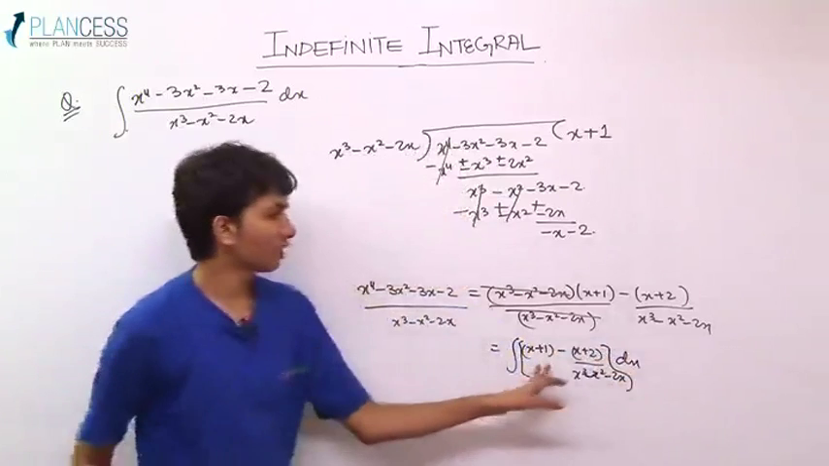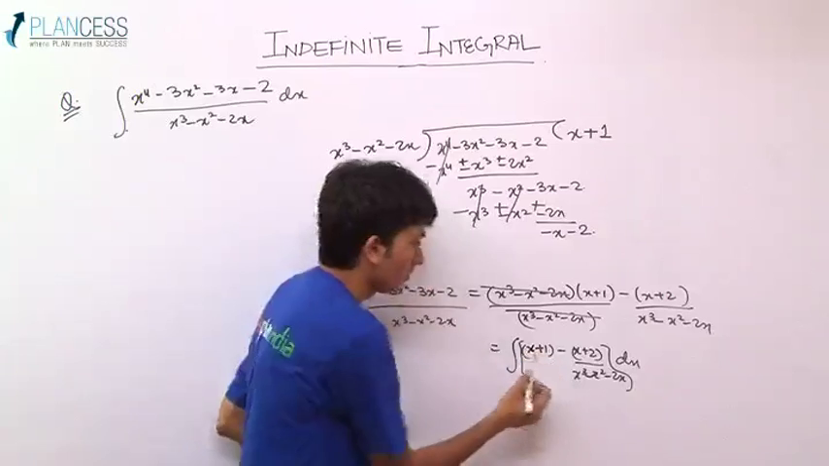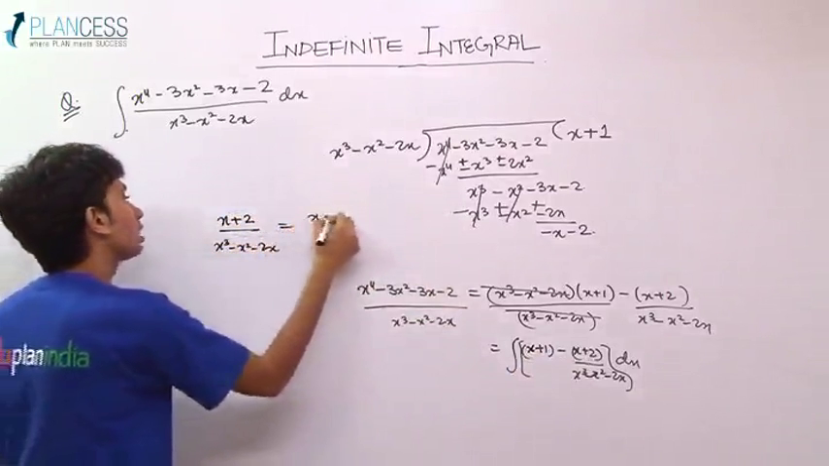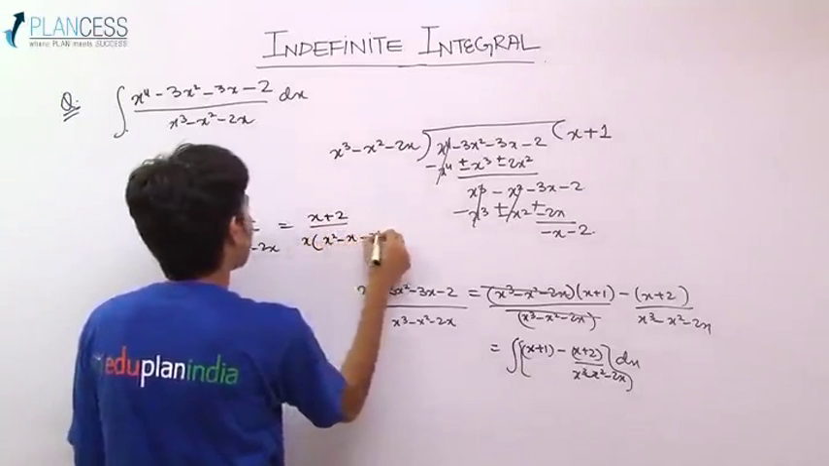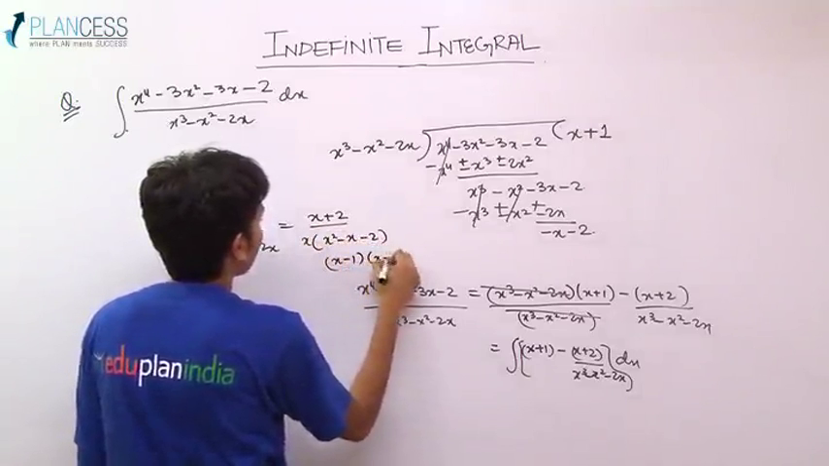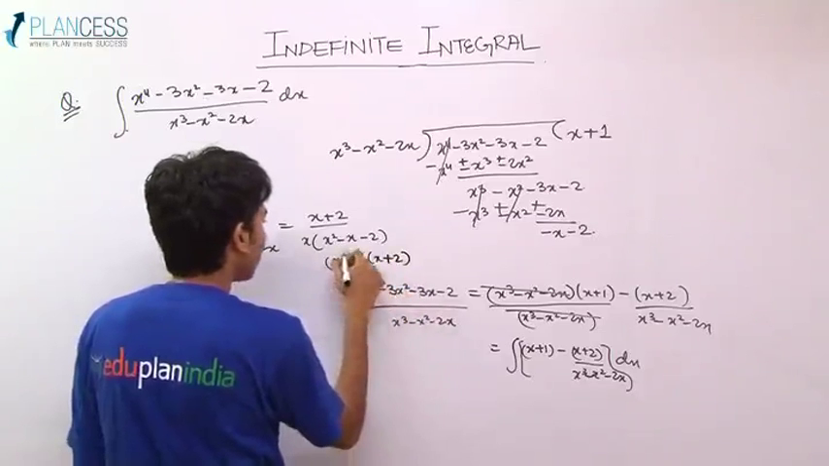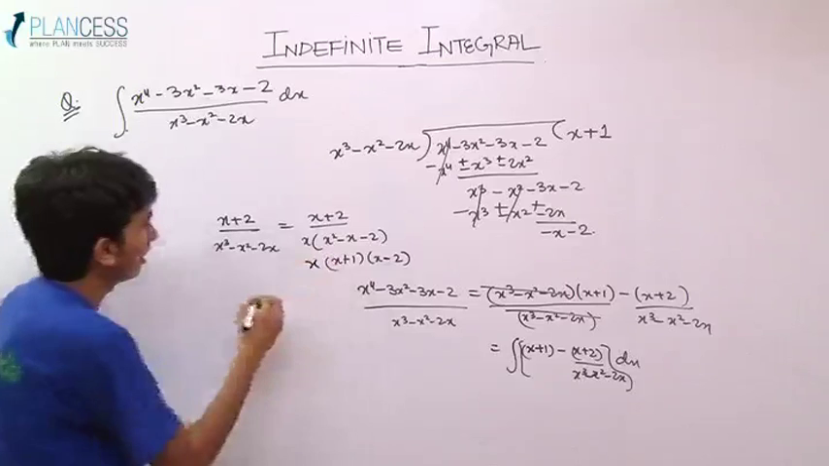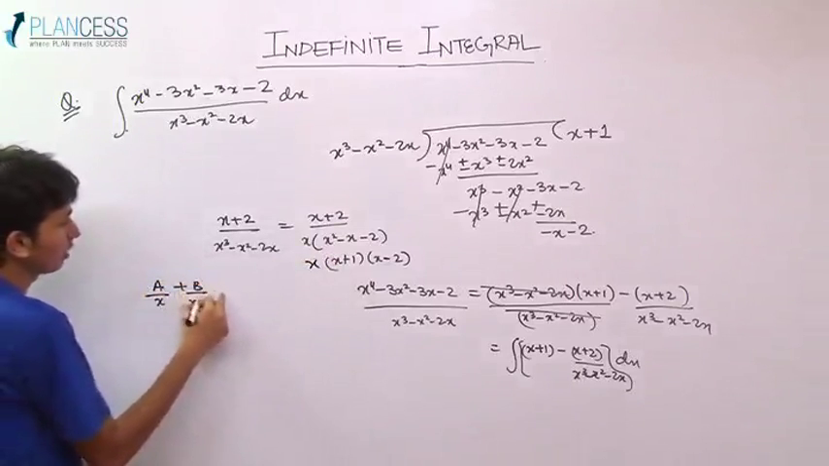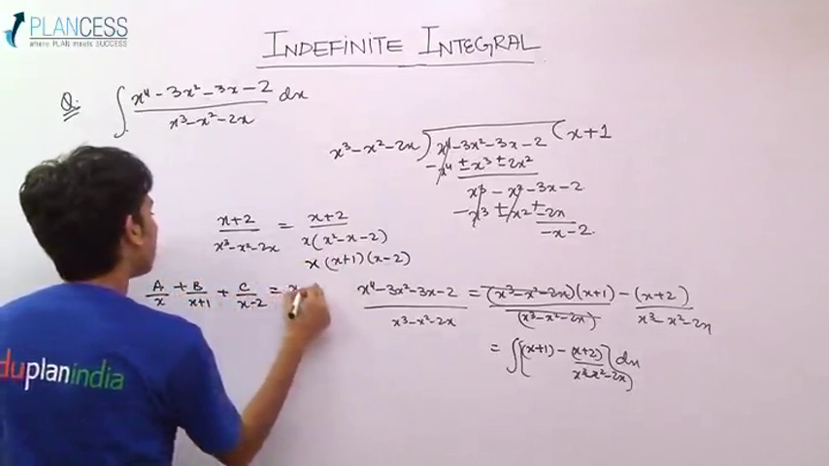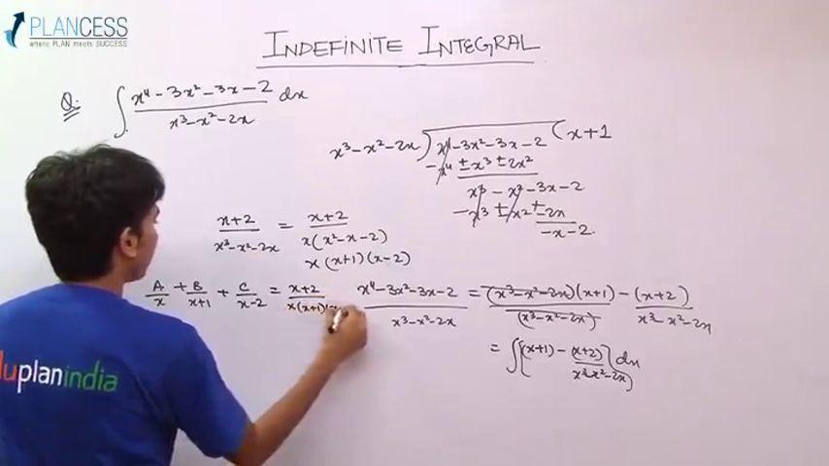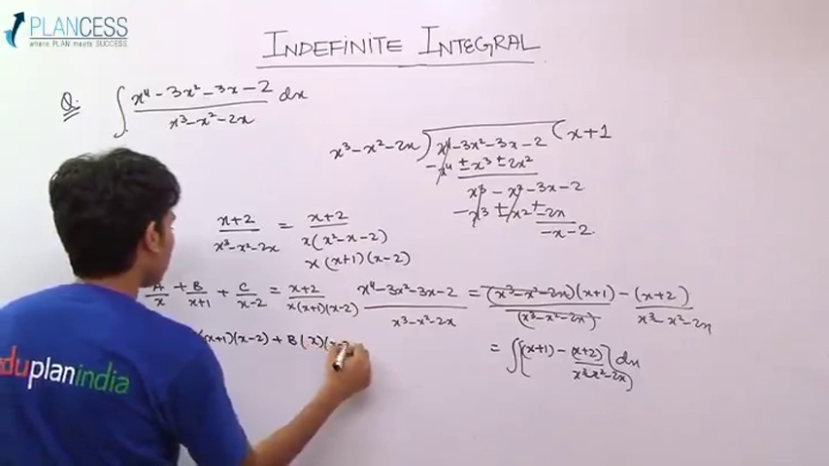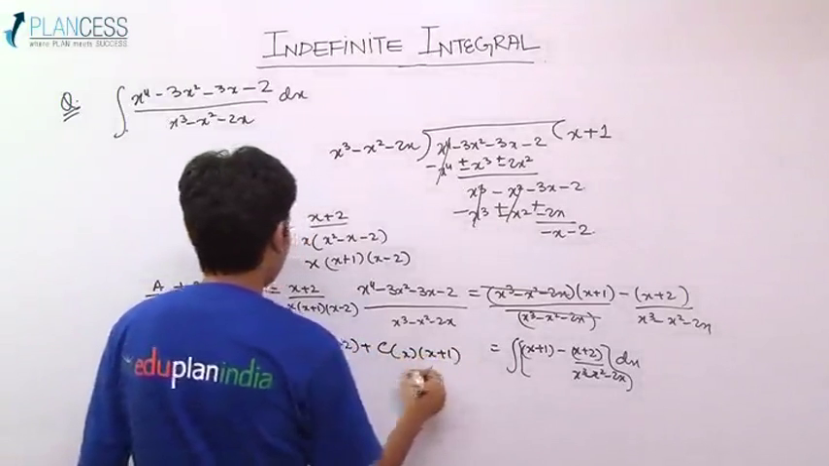Like in the previous section I told you, this is very easy: this is just the basic integral, x square by 2 plus x. And the other part, x plus 2 upon x cube minus x square minus 2x, is nothing but x plus 2 upon, taking out x common, x square minus x minus 2, which is nothing but x times (x plus 1) times (x minus 2). So this thing can be written as a by x plus b by x plus 1 plus c by x minus 2, which is x plus 2 upon x (x plus 1) (x minus 2). So cancelling this out, we have a (x plus 1)(x minus 2) plus b x (x minus 2) plus c x (x plus 1) is equal to x plus 2.